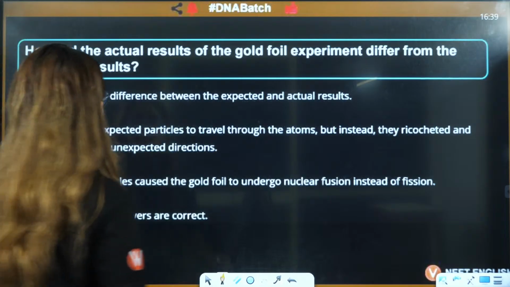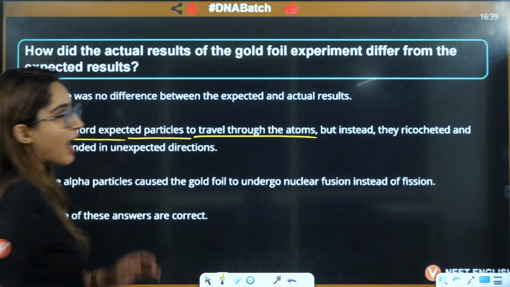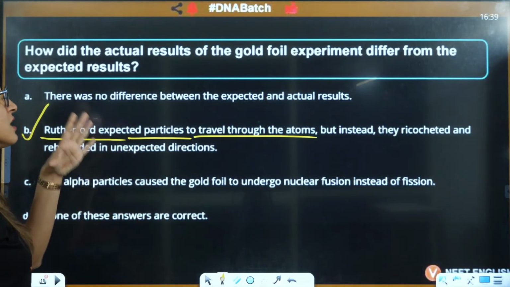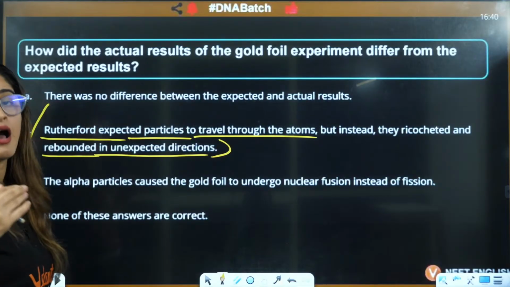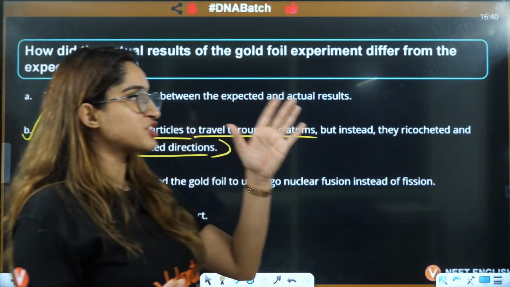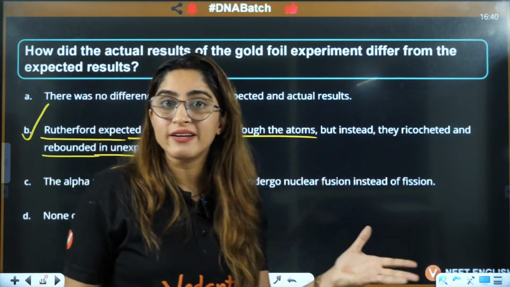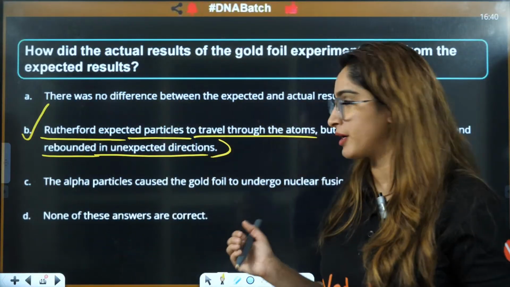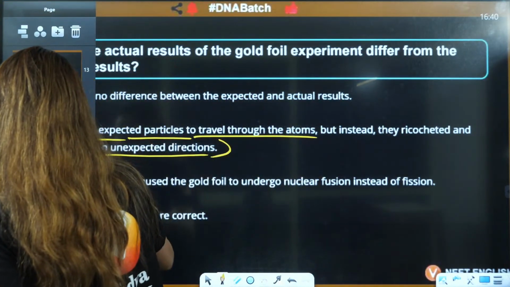So the answer is B. Rutherford expected particles to travel through atoms, but instead they ricocheted and rebounded in unexpected directions. They bounced back and also deviated. That was very unexpected. So B is the correct one.